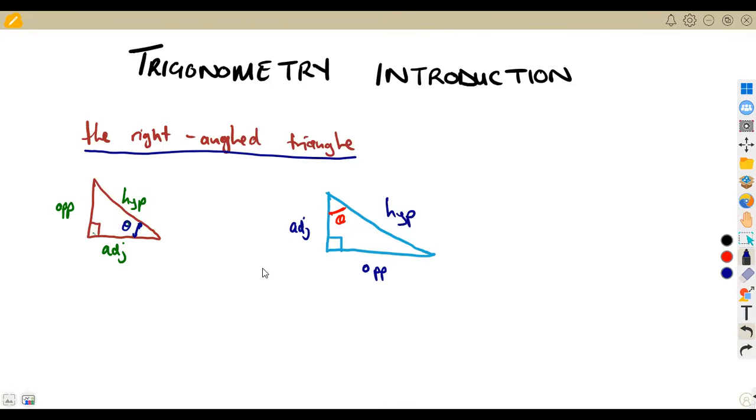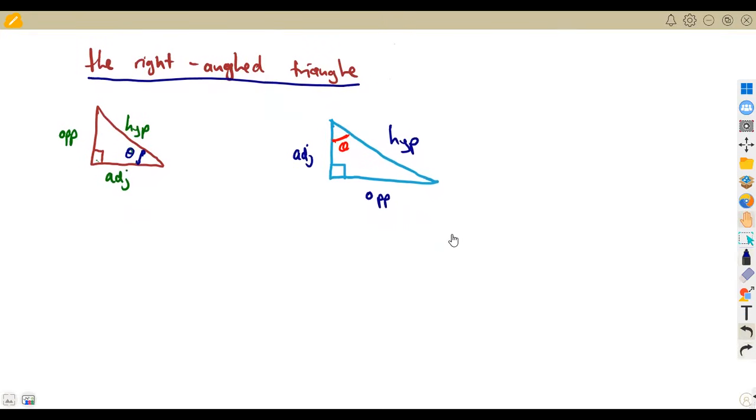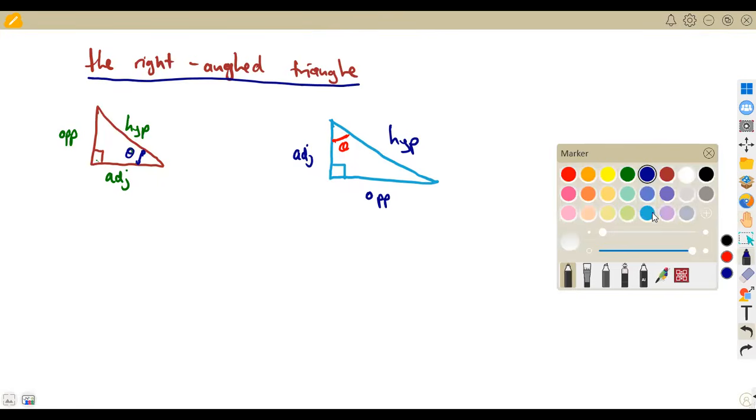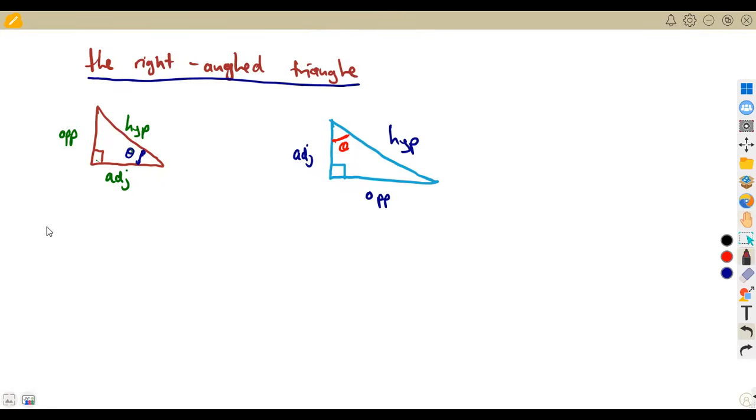So what I'm trying to say is that theta is the one that determines our sides, especially the adjacent and the opposite, because the hypotenuse is always opposite to the 90 degrees. So whichever side you have theta on, the hypotenuse does not change. All right. So from this, we have got the basic 6 trigonometrical ratios that we need to understand.